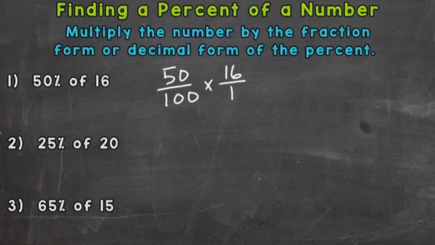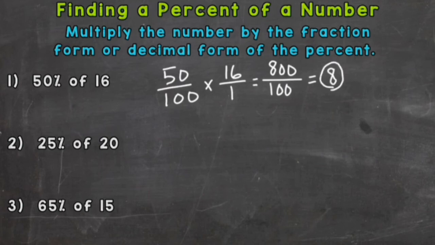When we look at this, we are going to multiply. 50 multiplied by 16 is going to give us 800. And 100 times 1 is 100. So 800 over 100. When we simply cancel out the 2 zeros, we get 8. So 50% of 16 is 8. This is the percentage way of doing it.